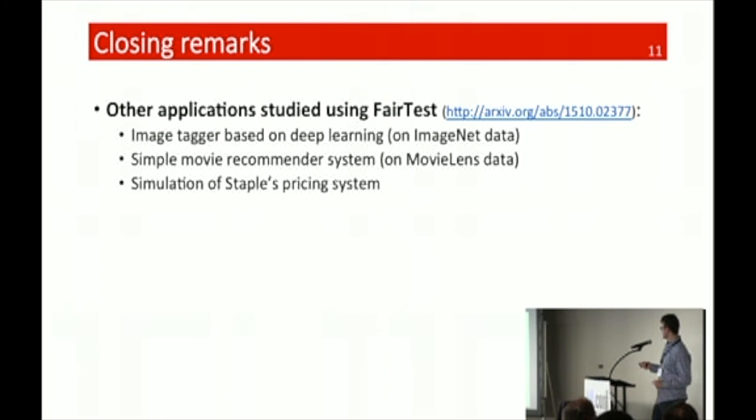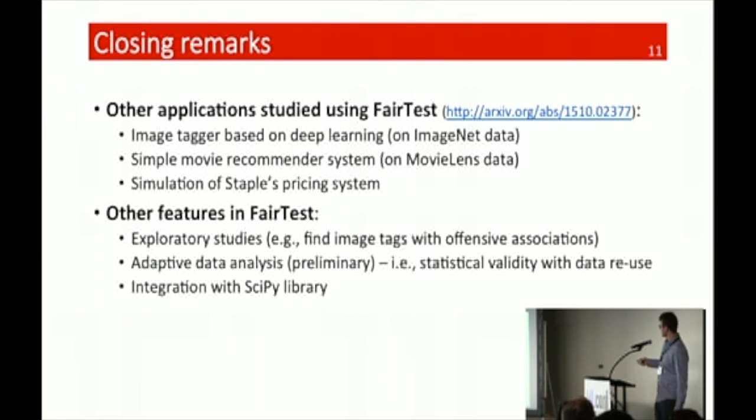We also experimented with a movie recommender system, and also simulated this pricing system of Staples using US Census data, and found the same things that were given in this journalistic article: in certain states the problem was way more severe than in others.